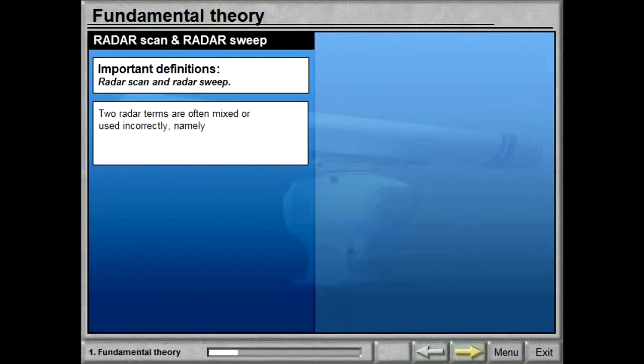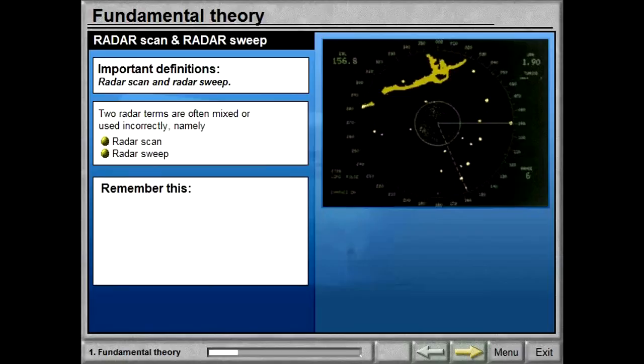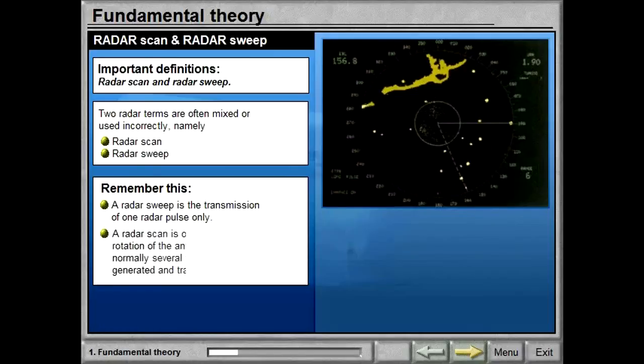Two radar terms are often mixed or used incorrectly, namely radar scan and radar sweep. Remember this: a radar sweep is the transmission of one radar pulse only. A radar scan is one complete 360 degrees rotation of the antenna. During one scan, normally several thousand sweeps are generated and transmitted.